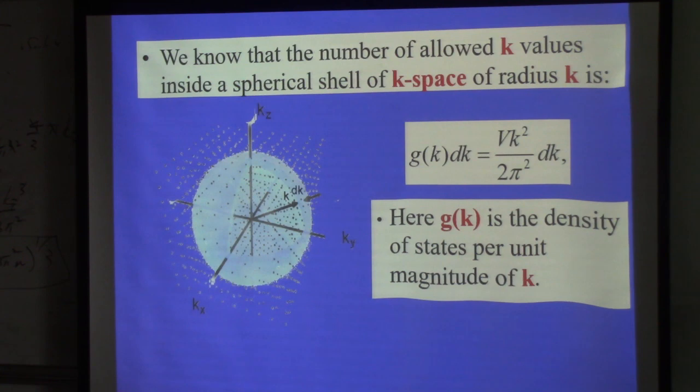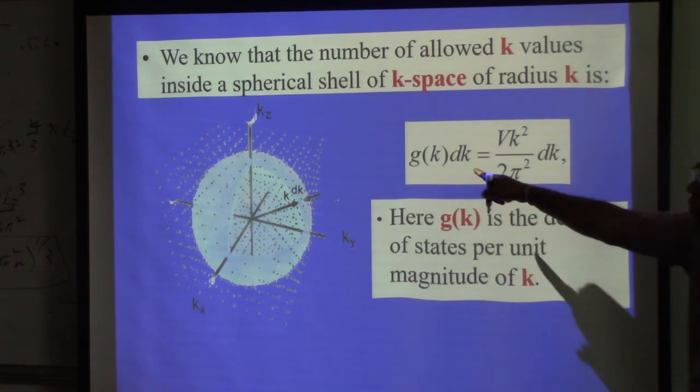So what is that? What is the total volume here? The total volume is the surface area times dk. What is that surface area? 4 pi k squared, times dk. To find the number of states, we know each one occupies a volume of 2 pi over L cubed in the three-dimensional case, so we divide by that. Then g(k) is 4 pi k squared times V divided by 8 pi cubed, right? That's how we calculated this: V k squared over 2 pi squared. That is what g(k) is.